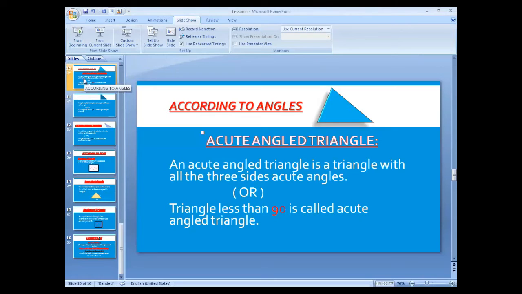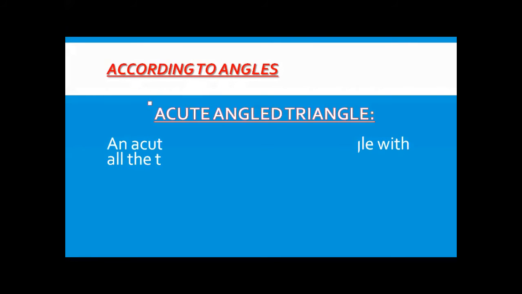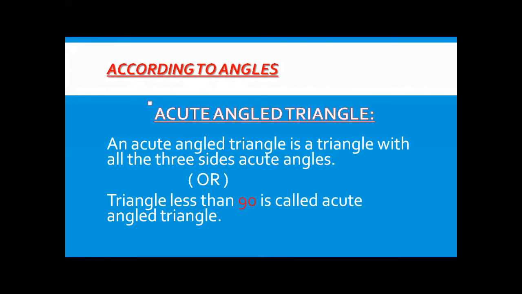Let's take the example 60 degree. A 60 degree angle is known as acute angle. A 50-degree angle is known as acute angle. So all the angles which are less than 90 degree make an acute angle triangle. An acute angle triangle looks like this. This point represents 90-degree angle. Less than 90 is known as acute, and we always draw acute angle in this direction.